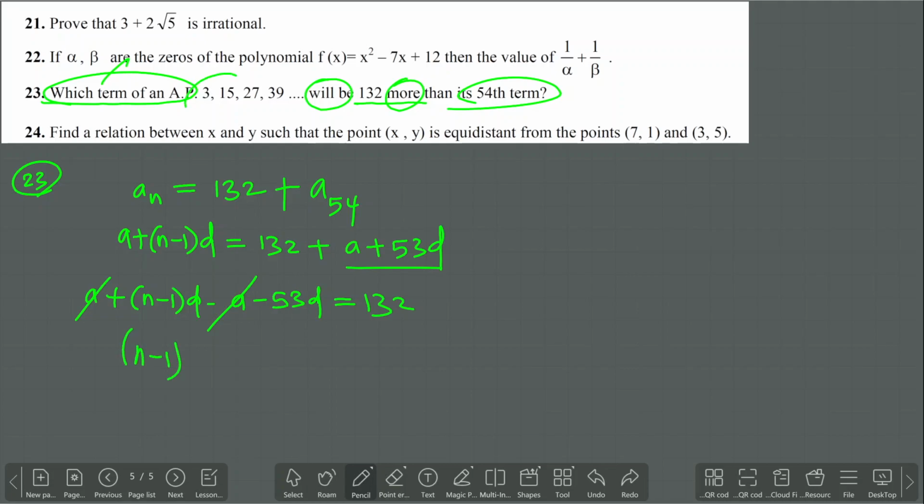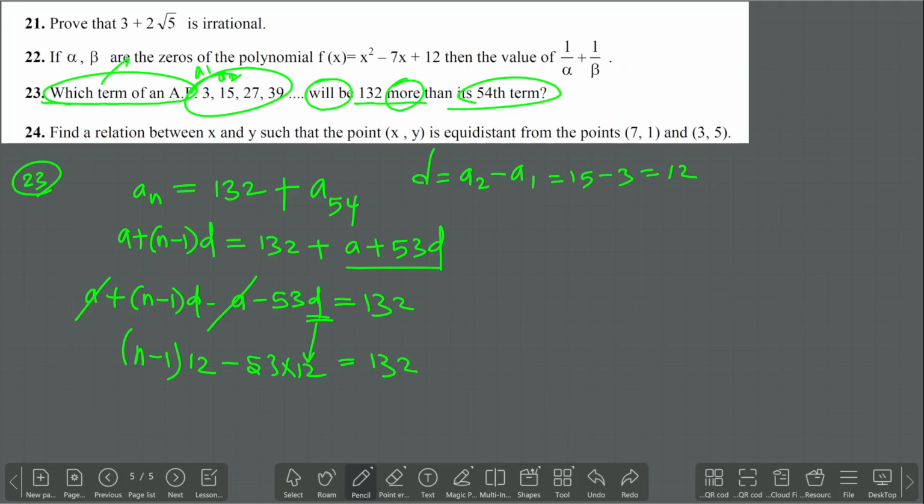D value we can find by using this AP. Okay. D is equal to term 2 minus term 1. So what is the A value? 3 is A1, 15 is A2. So you will be getting 15 minus 3 equal to 12. 12 you substitute, 12 I am giving, minus 53 into 12 again. For this D also we have to give this 12. Okay. Which is equal to 132.